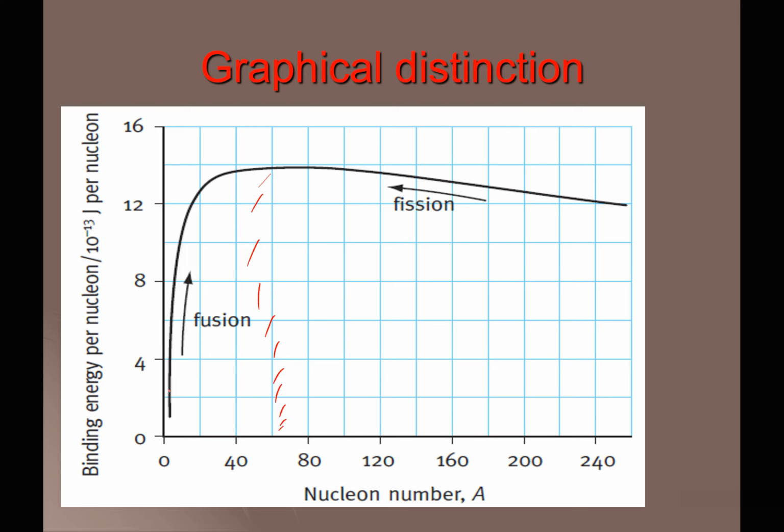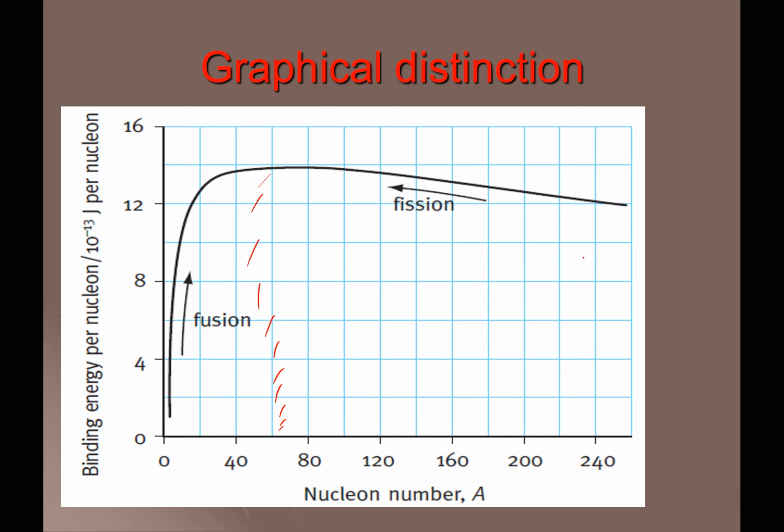On the left-hand side, where we have lighter nuclei, the arrow must be pointing towards the peak. On the right-hand side, where we have heavier nuclei, the arrow must also be pointing towards the peak. So on the left, we have fusion, because the lighter nuclei must be combining. As they combine, their nucleon number slightly increases, which means their binding energy per nucleon also increases.